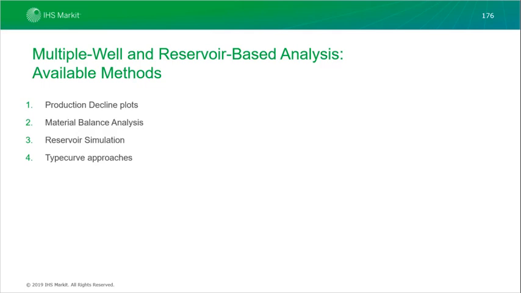We can use production decline plots, which we've seen from our traditional methods of analysis. We can use material balance analysis, both the static material balance and the flowing material balance. We can also use reservoir simulation and type curve approaches, such as the Blasingame, the Fetkovich, Agarwal-Gardner, which we've taken a look at in a previous webinar. Now, these methods are all what we've spoken about previously for individual wells, but now we're going to be taking a look at them as a group.